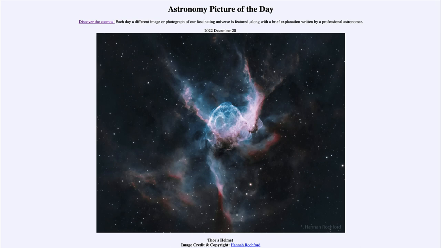So that was our picture of the day for December 20th of 2022. It was titled Thor's Helmet.